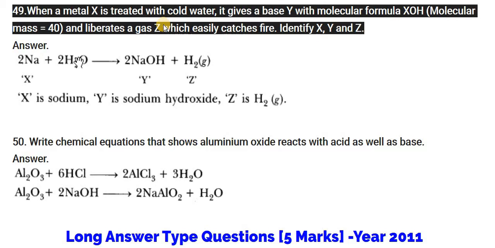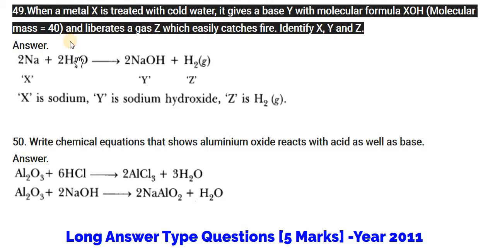As we see, from sodium, magnesium and iron, only sodium can react with cold water. So X will be sodium. The second part: it gives a base Y with molecular formula XOH. The X that we already found is Na, so the formula becomes NaOH, and its molecular mass is 40.